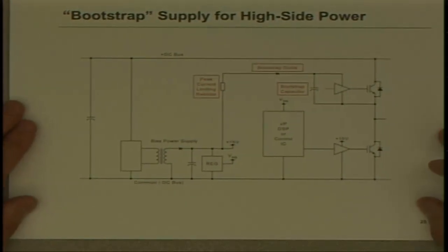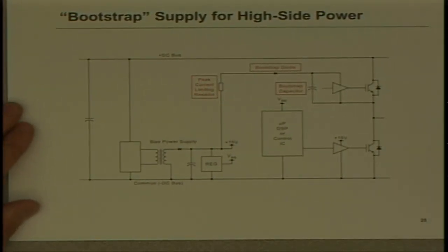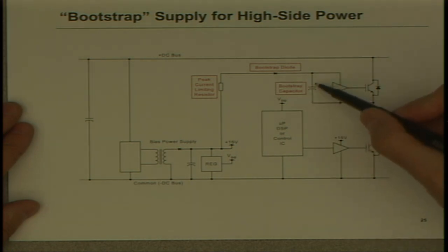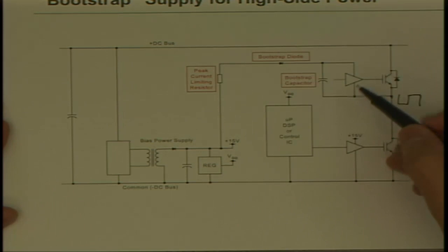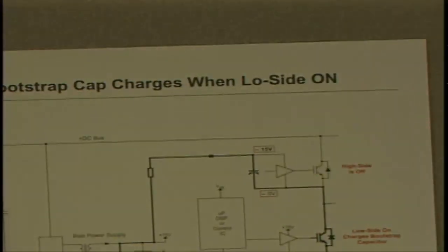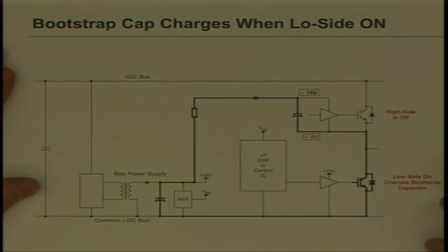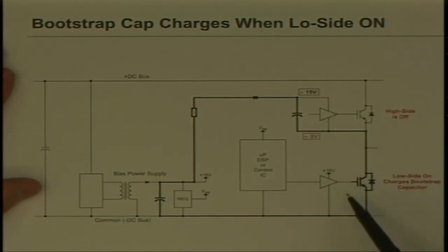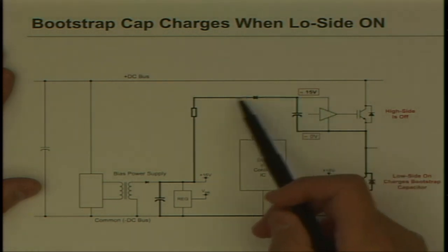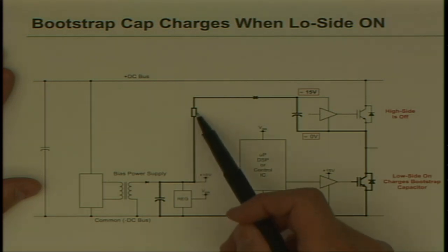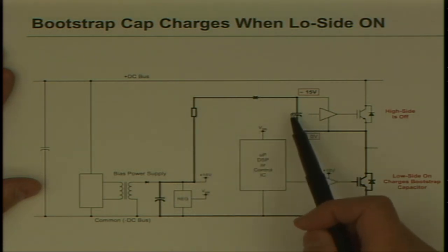Another lower cost way to do this is what's called bootstrap. The concept here is that I have a capacitor that provides a temporary reservoir of energy, and as I switch the output on and off, when this output is low, when this device is on, I can charge this. I have a better slide here. So when the low side is on, let's just say for all practical purposes I'm at 0 here, and I'm at about 15 volts here, that's my bias supply. So through this diode resistor network, I charge this back up.